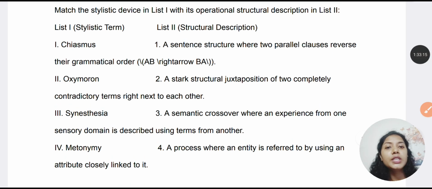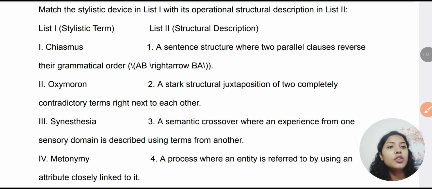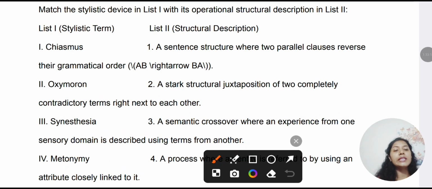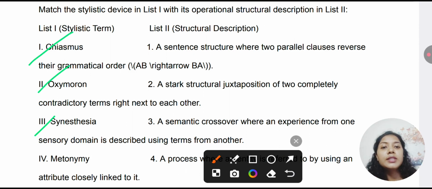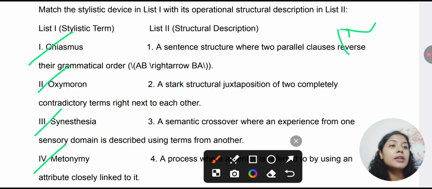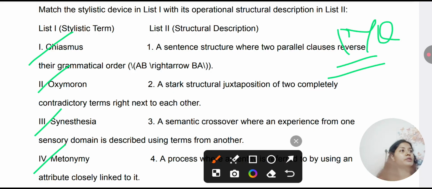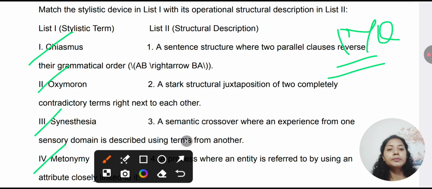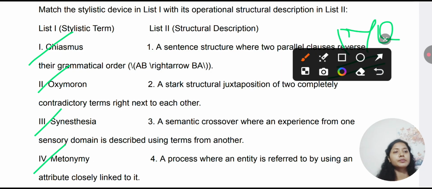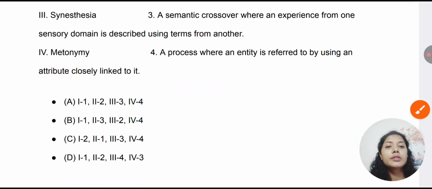Now see, this question is very important. You have to match these stylistic devices with the descriptions. So you have chiasmus, oxymoron, synesthesia, and metonymy. This is part of the PYQ questions. Very important. See the options.